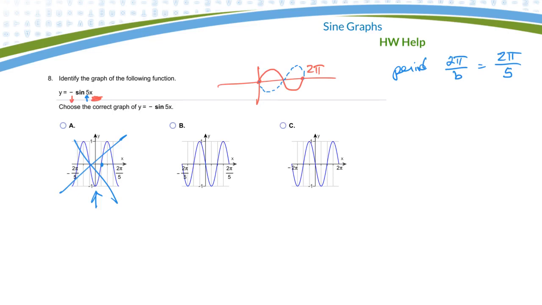Okay, this one should start here. Instead of going up, it started to go down. Good. And it repeats itself. There's the period right there. It went down, up, and it started to go down again in 2 pi over 5. I'm thinking that one. This one here started to go down. That's good, but its period is 2 pi, not 2 pi over 5. Can't be that one. I'm picking that one.